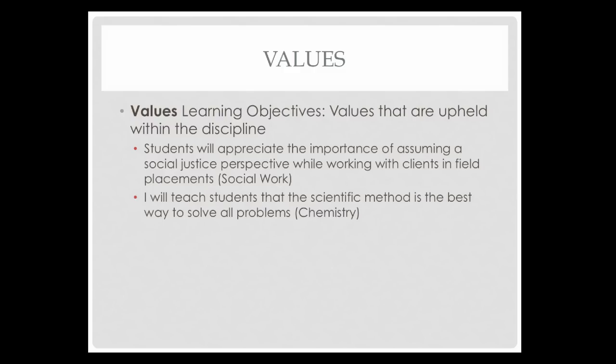The third category in this framework includes the values that you want students to hold at the end of your course. These values are often so implicit in our discipline that we don't think to articulate them as learning objectives. For example, in the sciences, students are expected to value the scientific method as an approach to problem solving. In social work, social justice is highly valued. A learning objective related to this value system could be, at the end of the course, students will understand the importance of advocating for social justice in their professional practice.